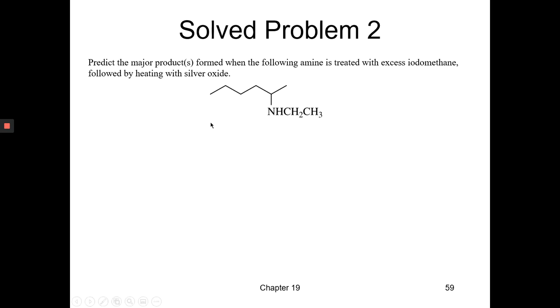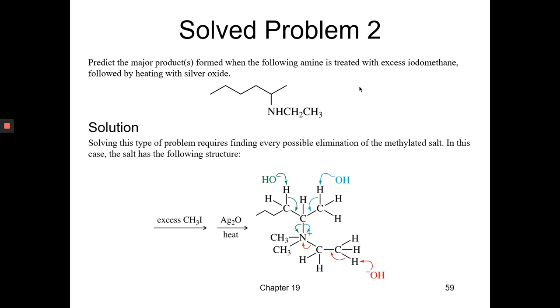Okay, let's take a look at the Hoffman elimination for this secondary amine. Okay, we have 3 different sets of beta hydrogens. We have the methyl group here. This is alpha, this is beta, so we have beta hydrogens on carbon number 1. We also have beta hydrogens on carbon number 3. Okay, so we could get an alkene here, we could get an alkene here, or we could get an alkene here. And those are illustrated using the red arrows, the blue arrows, and the green arrows.